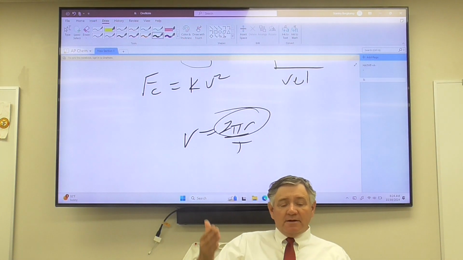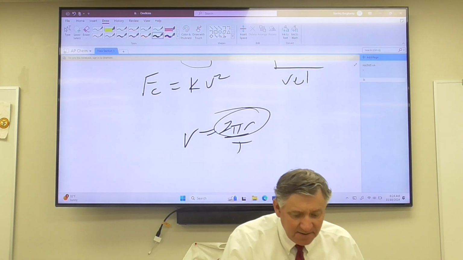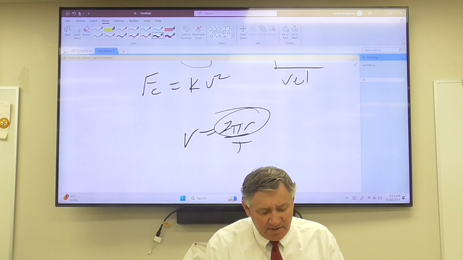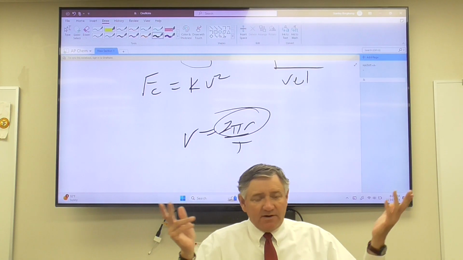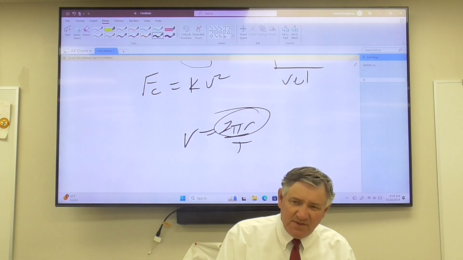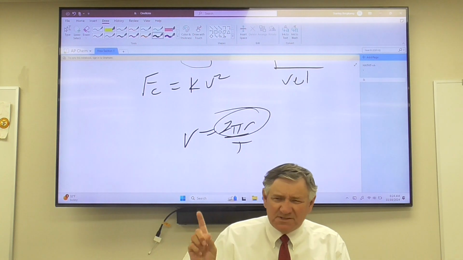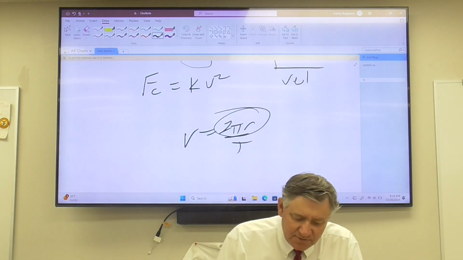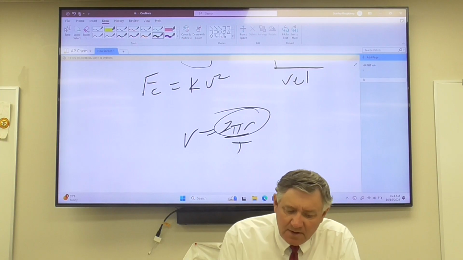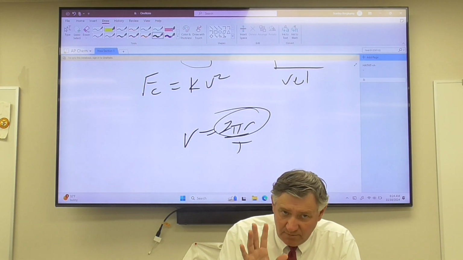Okay? Now, on trials 5 through 8, you're going to pick one of these values: 0.2, 0.3, I don't care, pick one. I don't recommend that you pick 0.1, because 0.1 is tough to do because it isn't much centripetal force. So on trials 5 through 8, you're gonna change the radius.